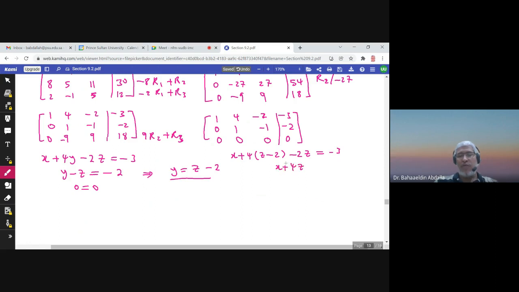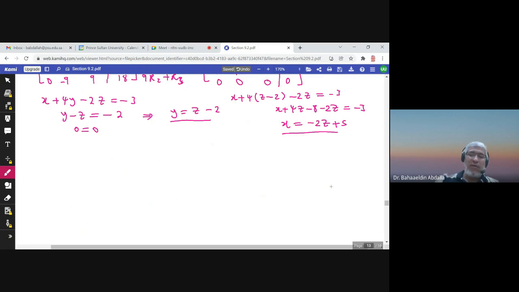So x plus 4z minus 8 minus 2z equals negative 3. 4z minus 2z is 2z. When I take it to the other side, it would be negative 2z. And negative 3 plus 8 is 5. So this is x.